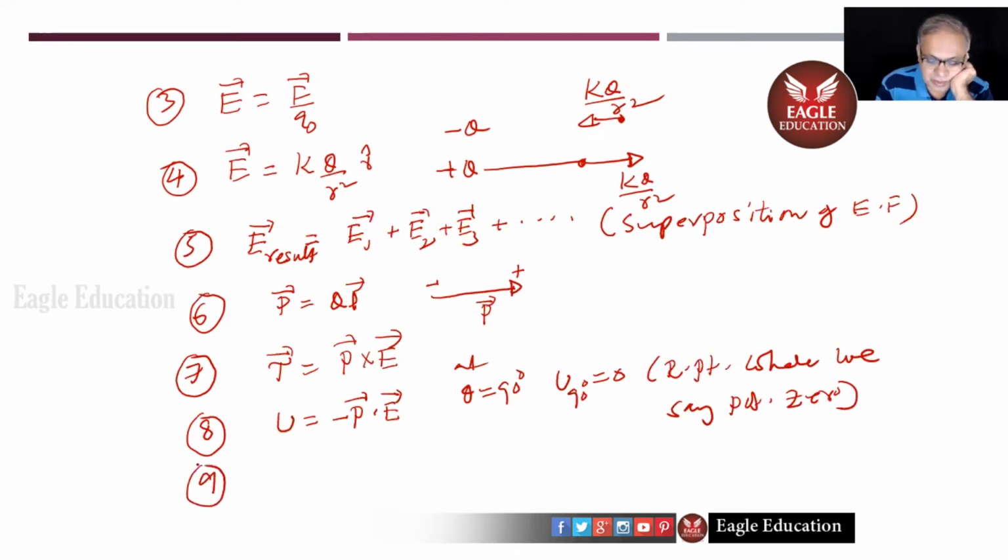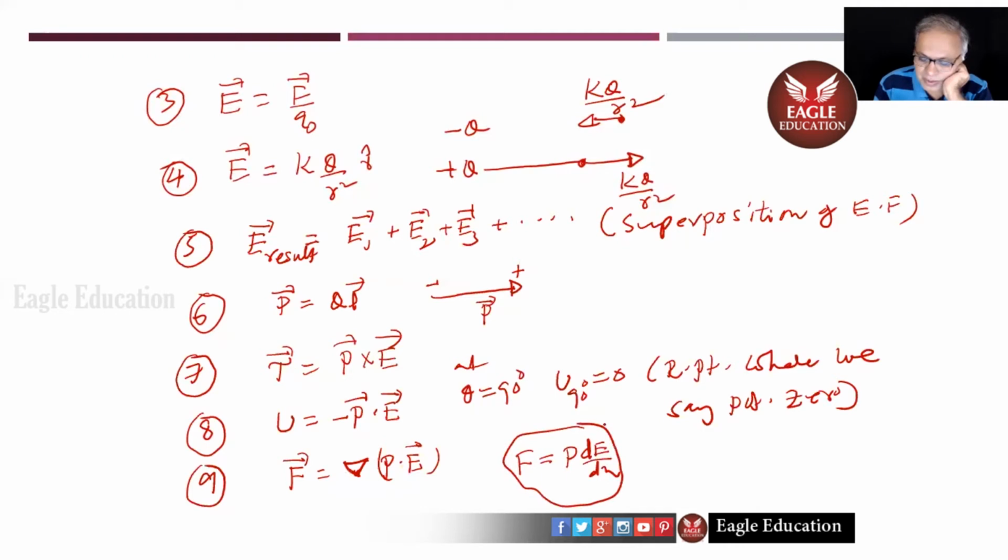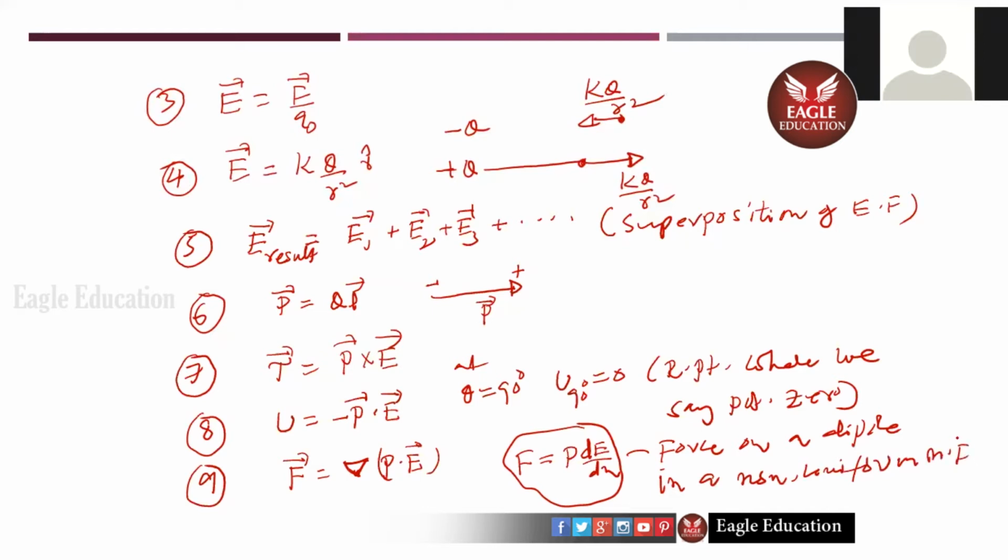9. F bar equals del P dot E. I have given by mistake the general formula, but it's okay. That is nothing but what I told you already. Fx equals, for example, F equals P dE by dx. That is force on a dipole in a non-uniform magnetic field. This is a generalized formula.